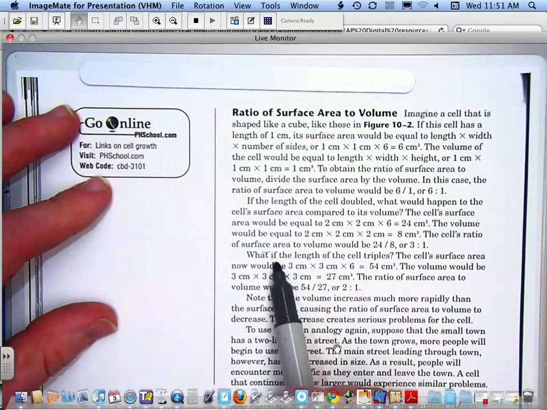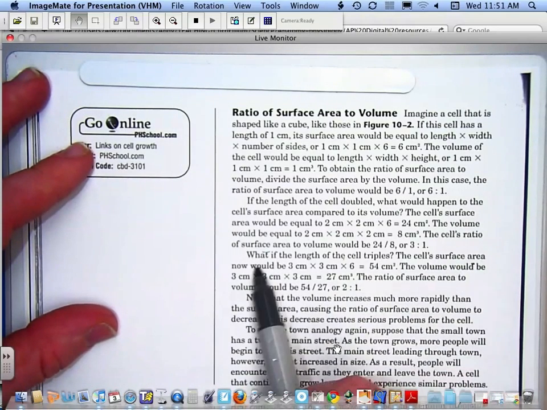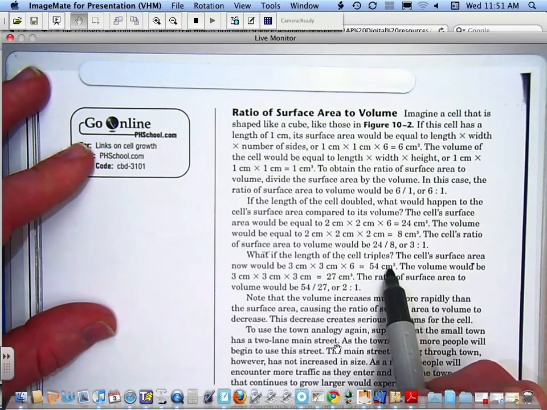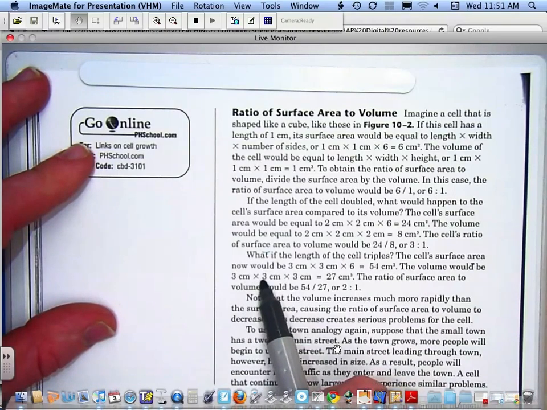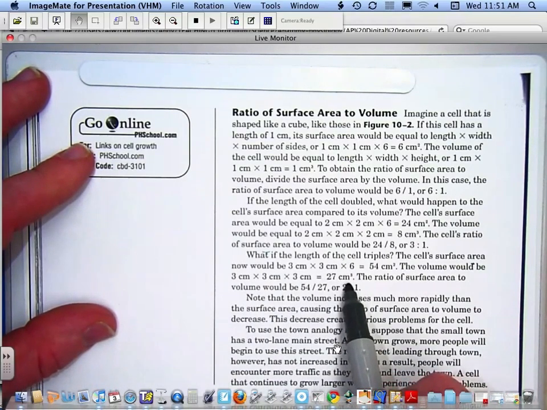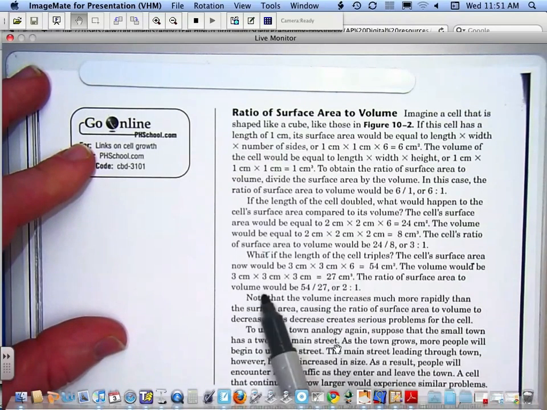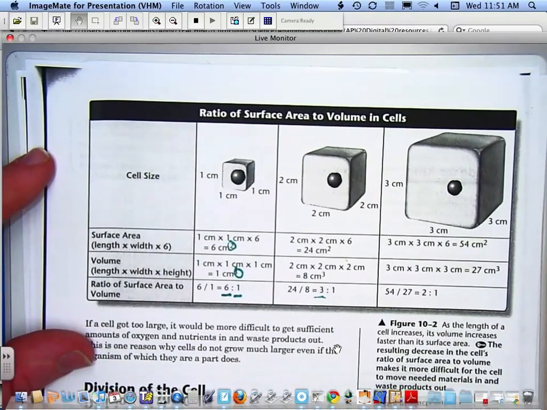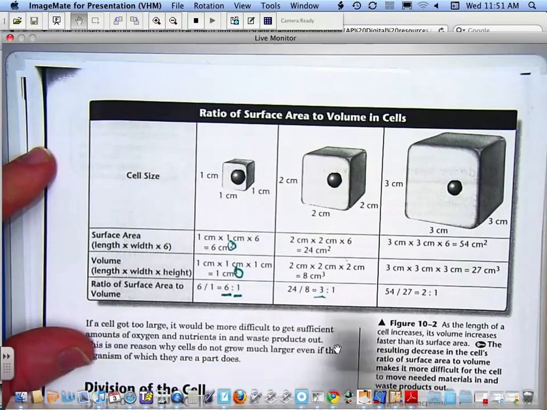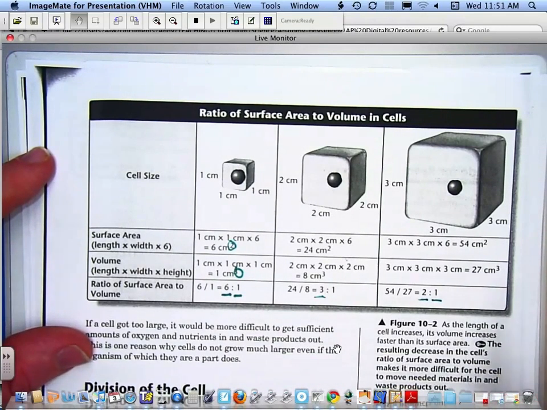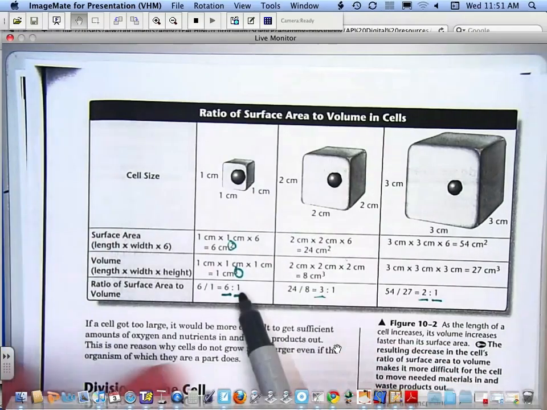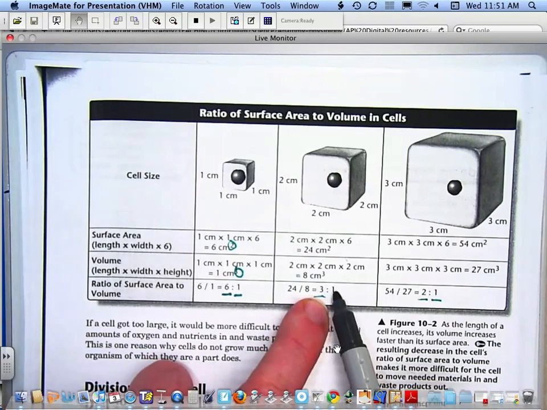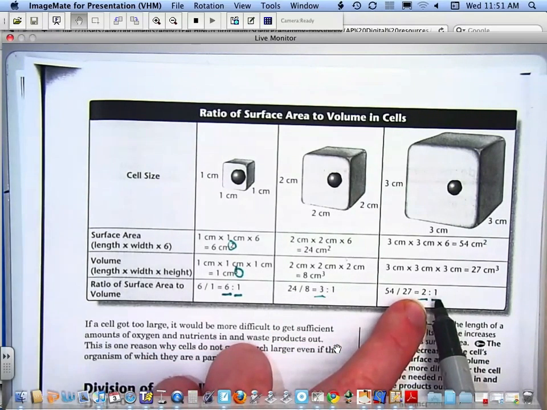Let's keep reading. What if the length of the cell triples? The cell surface area would now be 3 centimeters times 3 centimeters times 6, 54 square centimeters. The volume would be 3 times 3 times 3, which is 27 cubic centimeters. The ratio of surface area to volume would be 54 to 27, or 2 to 1. Okay? Alright? So basically, the cell's getting bigger, and the ratio is getting smaller. In the small cell, you had lots of surface area, 6 times the surface area as the volume. Here you've only got 3 times the surface area to the volume, and here you've only got 2 times the surface area to the volume.